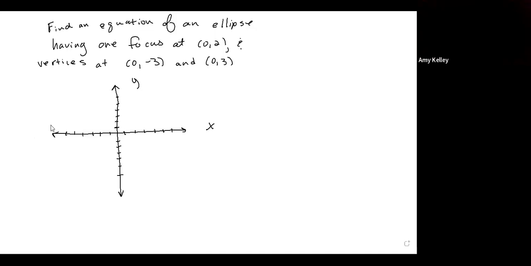So in this case, I have coordinates at (0, 3) and (0, -3). These represent vertices. So maybe I'll label this one V1, and this one I'll go ahead and just label it V2. I see also that I have a focus at (0, 2), right here. So I'll call that F1.